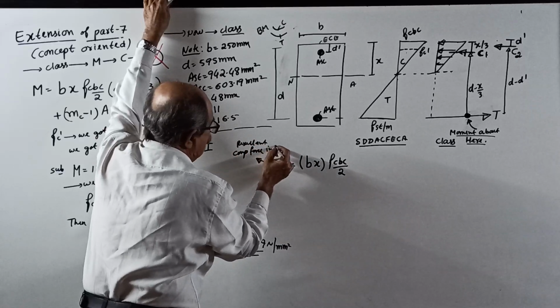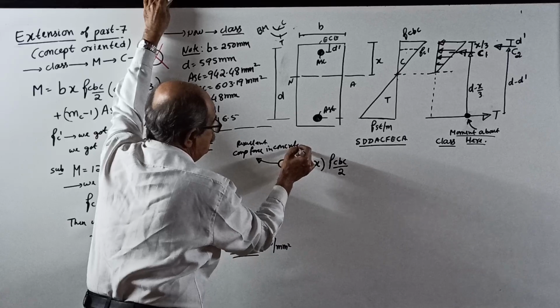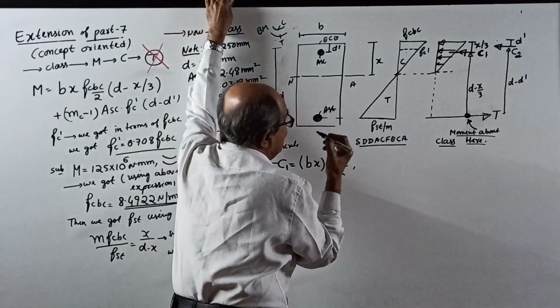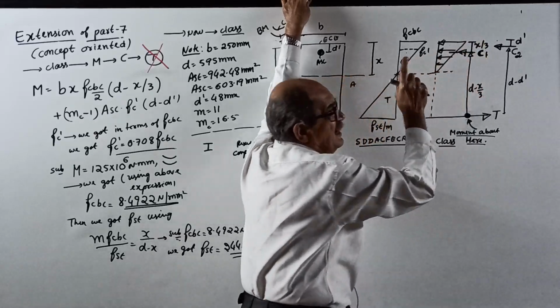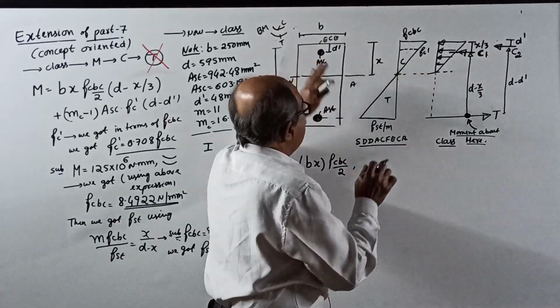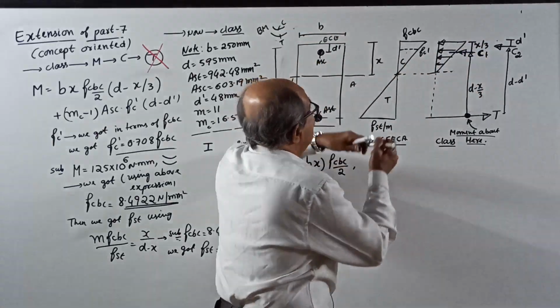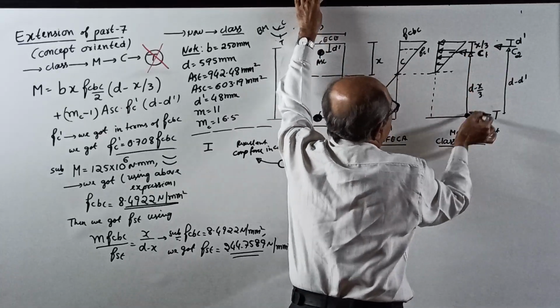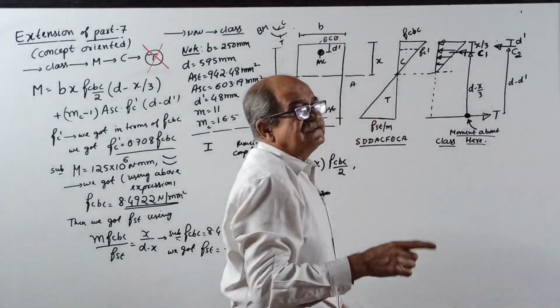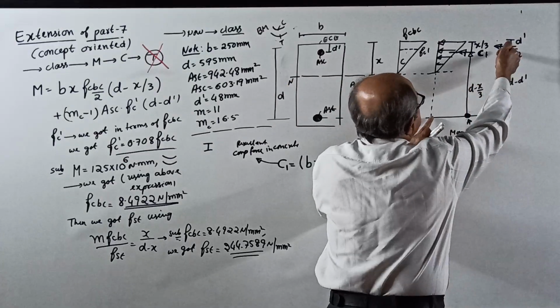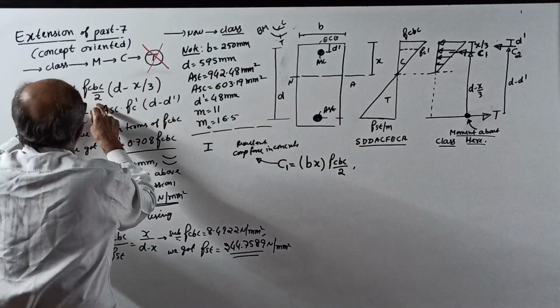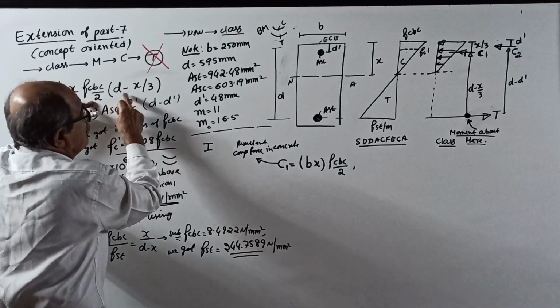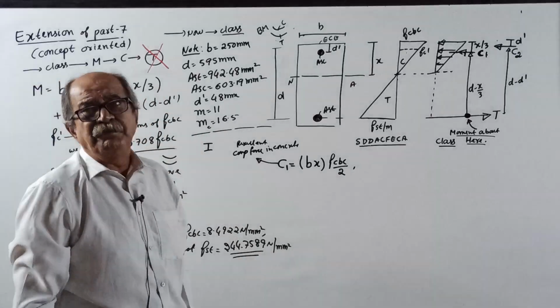Compression force in concrete. Line of action is at x by 3 from the extreme compression edge. That's all for singly. And if that is x by 3, this will become d minus x by 3. That's how in singly you got C into lever arm: b x fc by 2, fcbc by 2 into d minus x by 3, the expression for M.